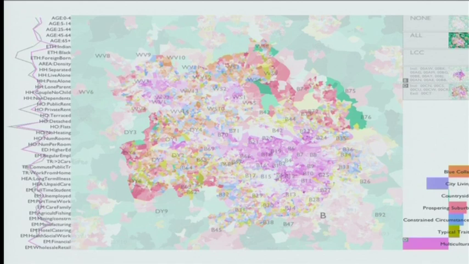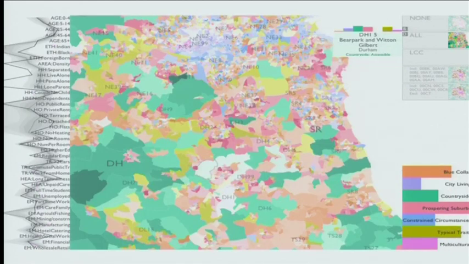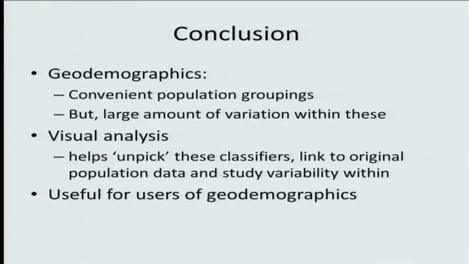It's also interesting to look at some other areas like Durham here, where central Durham is very, very atypical of the groups that it's classified as. So in conclusion, geodemographics gives you very convenient groupings of population, but there's a large variation within those, and visual analytics can help us unpick these and find out what's actually going on inside.